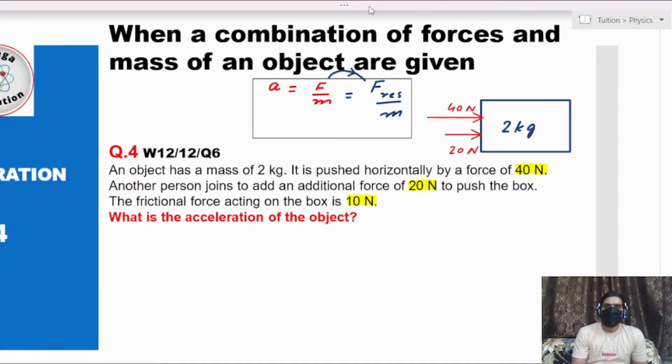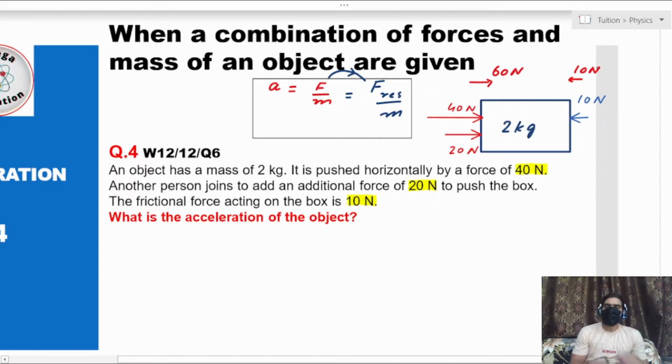At the same time, there's frictional force as well. And we understand that the frictional force acts opposite to the direction of motion. So if you're applying the force on the right side, then the frictional force would act on the left side, because frictional force is a resistive force. Now, there are 2 forces that are being applied on the right side. So on the right side, the total force is 60 Newton. On the left side, the total force is 10 Newton.